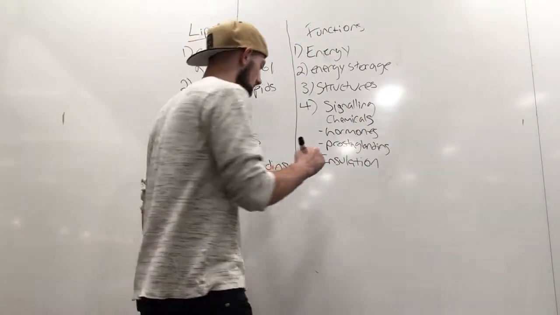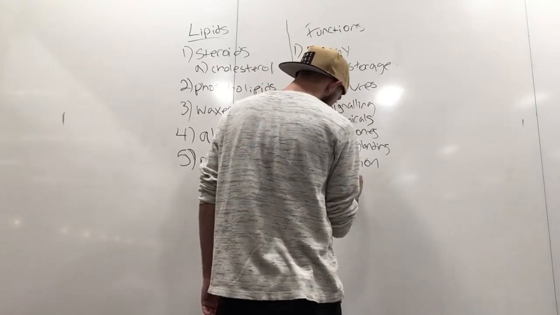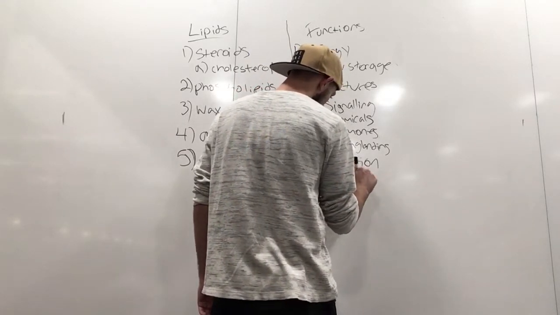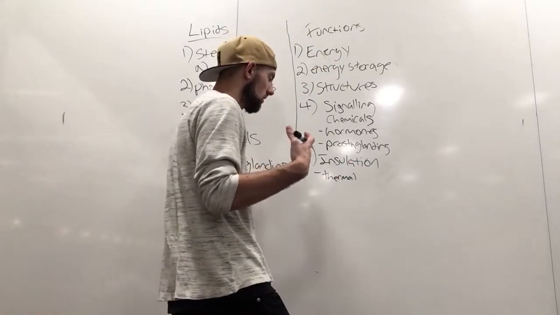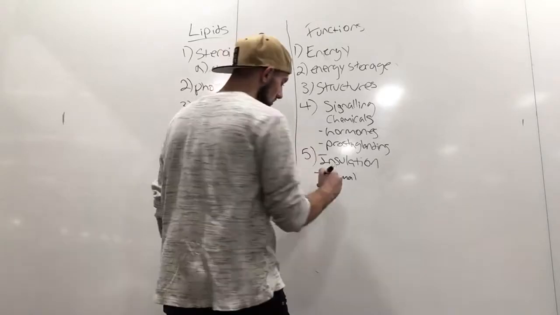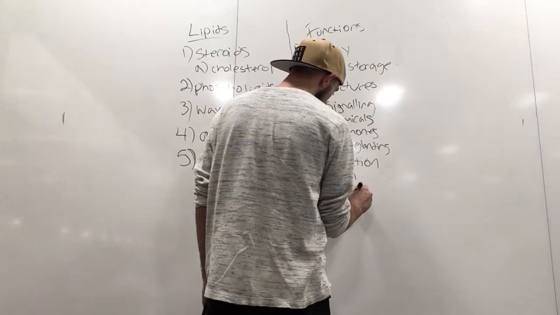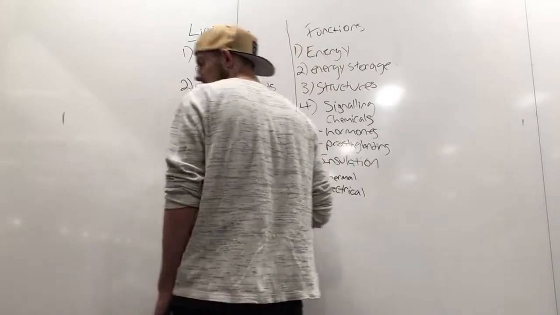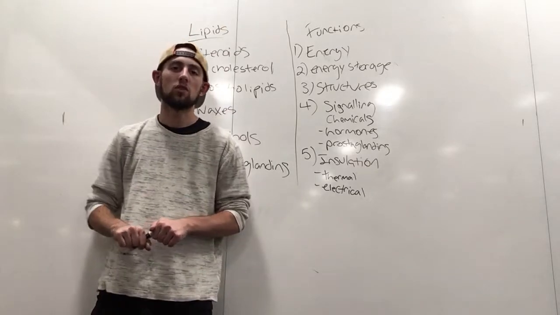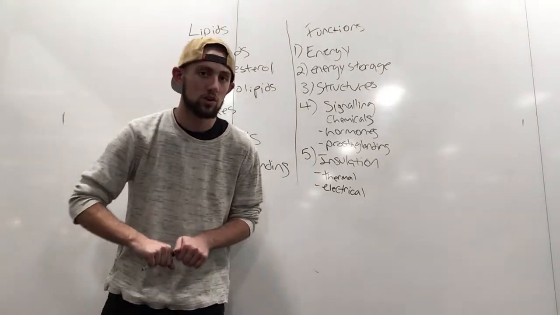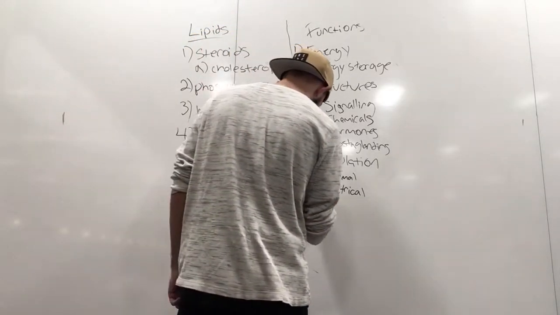There's 2 different types of insulation. Okay, thermal, just that layer, the density of fat being able to do that, but also electrical, which means that lipids are a good insulator. They allow for a pretty good current to flow through them. Okay, can I mark down there? Yep.